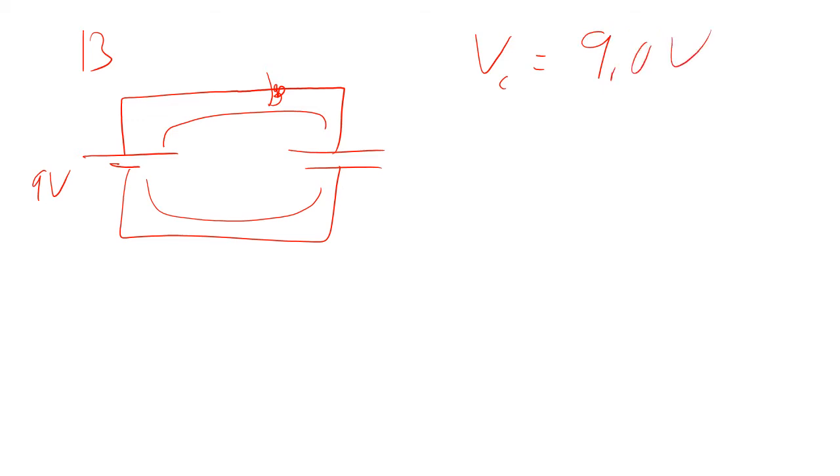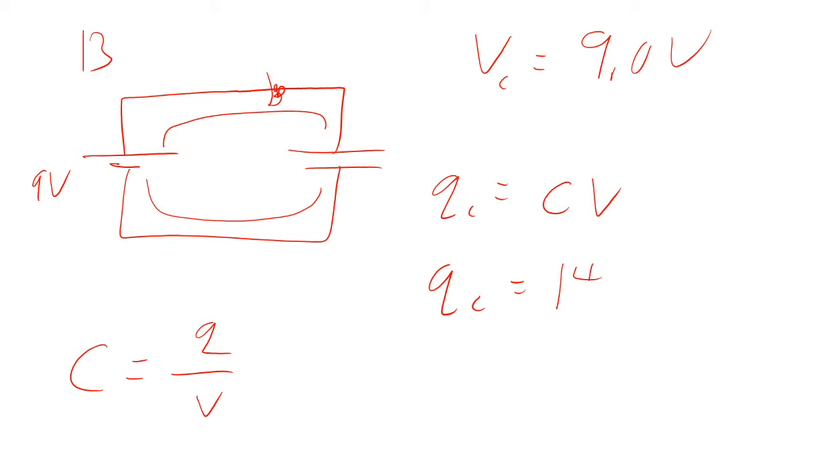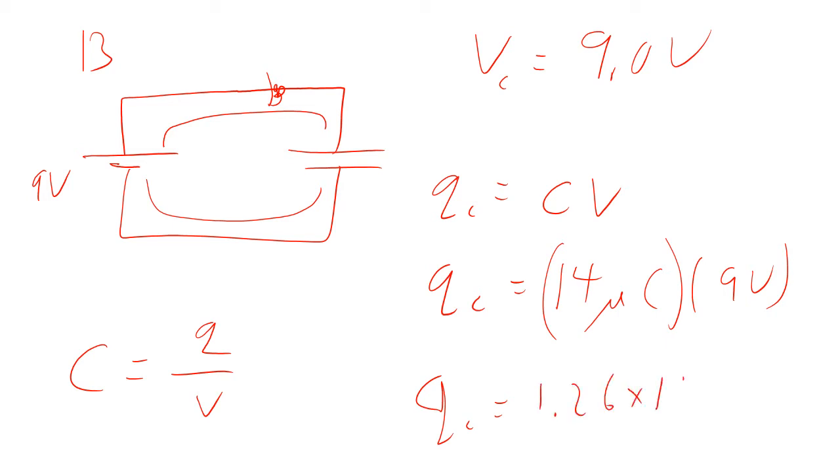Okay, so the question is, what's the charge in the capacitor? Well, we know capacitance is defined to be Q over V, so this is going to be C times V. So that would be equal to, I think I said it was 14 microcoulombs, times 9 volts. So that would be 14 microcoulombs, that's 10 to the minus 6, times 9 volts. That's going to be 1.26 times 10 to the minus 4 coulombs.